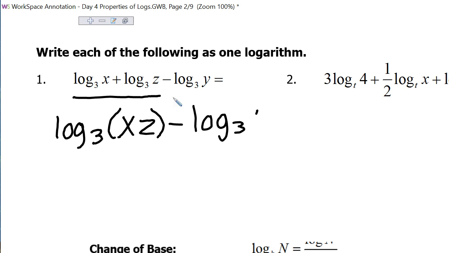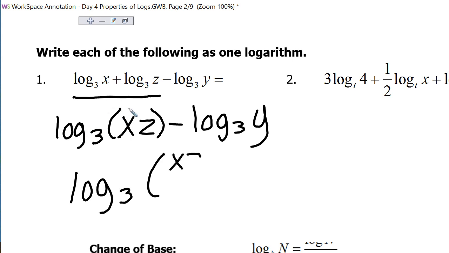And again, my goal is to get to a single logarithm. So I have two of them that need to be combined together. And if you have subtraction, what do we change that to? Division. So this would be log base 3 of xz divided by y. So whatever is first becomes the numerator, whatever is last becomes the denominator. And I have it down to 1 logarithm, so that's the answer for number 1.